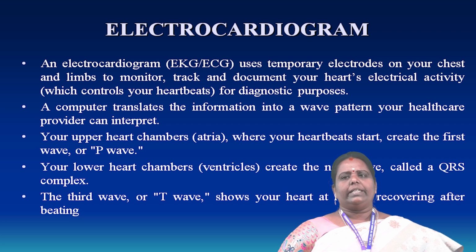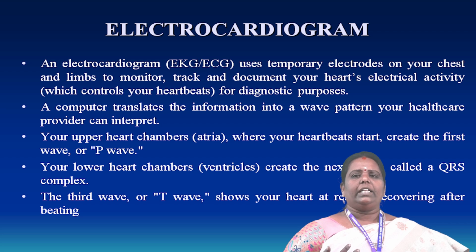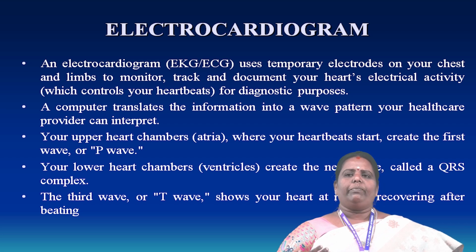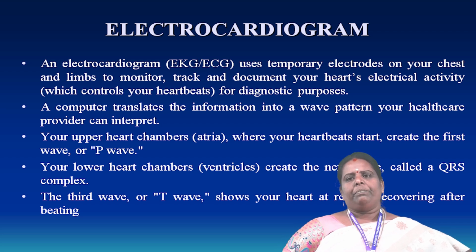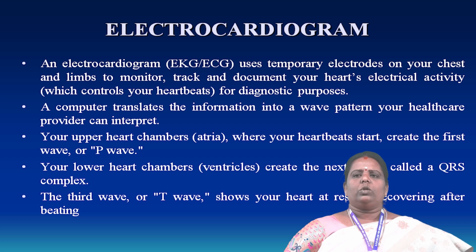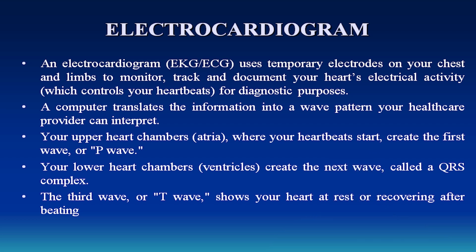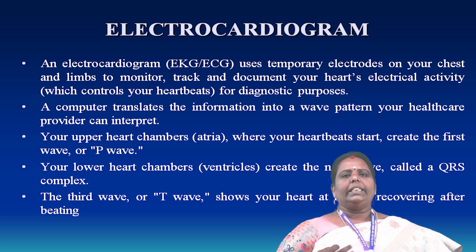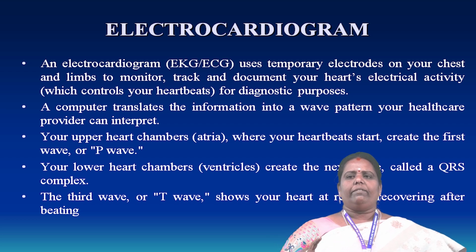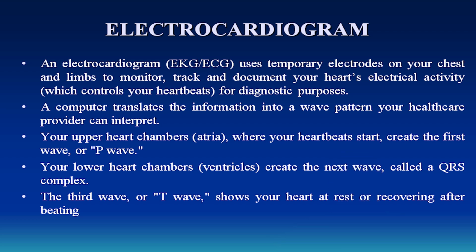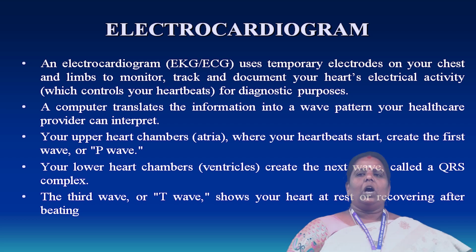The upper chamber of the heart is the atrium. When the heartbeat starts, it creates a wave. The first wave pattern is called the P wave. Now in the lower heart, the chamber is the ventricle, creating the next wave, called the QRS complex. The third wave, the T wave, shows your heart at rest, recovering from the heartbeat.